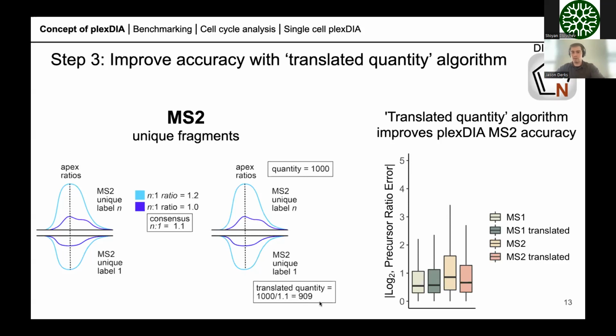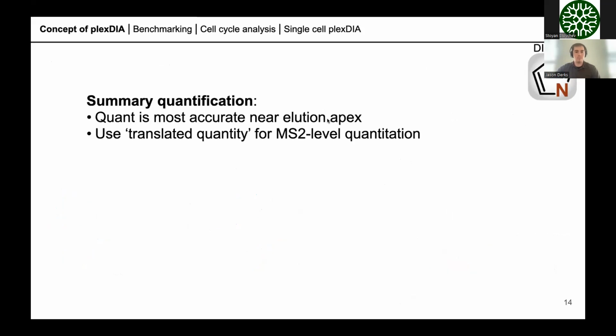In theory, this is good, but how well did it actually work in the data that we have? I'm going to explain where I got this benchmarking from. It's going to be in the benchmarking section, but I thought I would show you the data right now that it does in fact improve the accuracy that you get at an MS2 level. So having MS2 quantities as you normally would versus MS2 translated is more accurate.